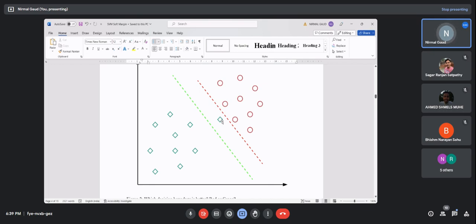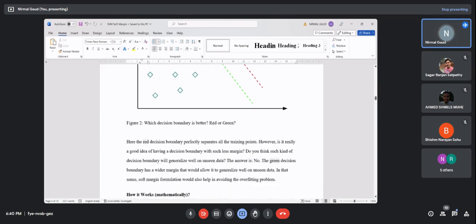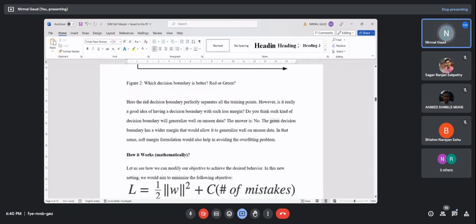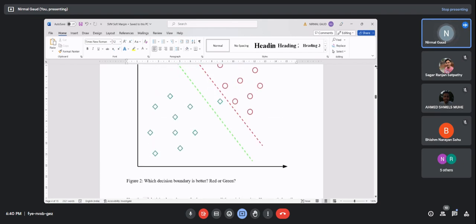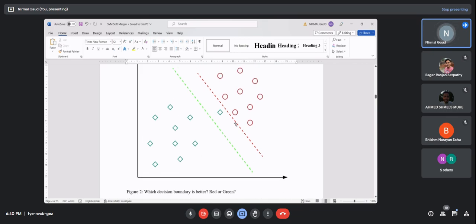Now you are asked what your choice of margin is, green or red. According to the discussion and the suggestion which came up, which is better, red or green? Here the decision boundary made by red perfectly separates all the training points. However, is it really a good idea to have a decision boundary with such a small margin? Can we reduce the margin? Because you can see that the red margin is closer to the data points. So is this a good idea?